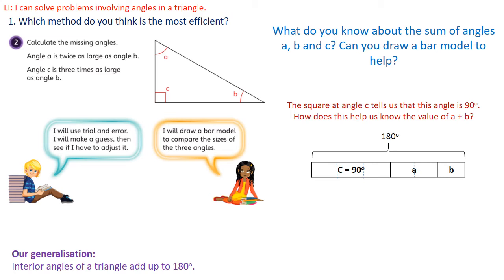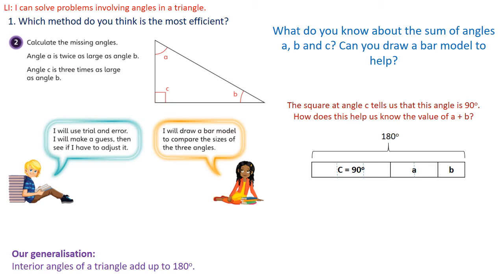Now, there's a bar that has been drawn here, and we've got angle C labelled on it. We've got angle A labelled and angle B. Angle B, we know, is the smallest. Angle A is twice as big as angle C, so that part of the bar is being split into 2. Angle C is 3 times the size of angle B, so that part of the bar has been split into 3. How many bits of the bar have we got all together?